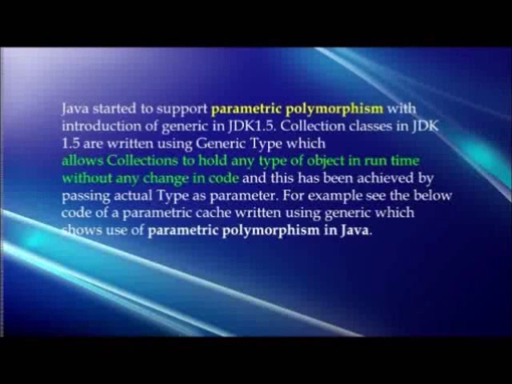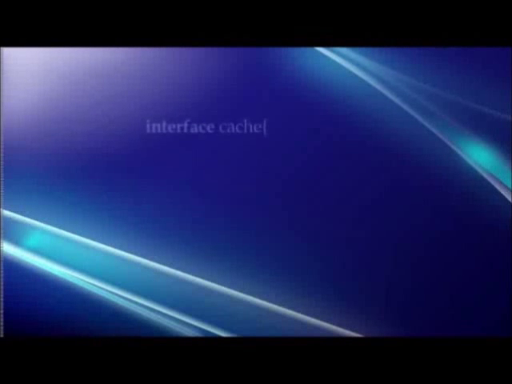For example, see the below code of a parametric cache written using generics, which shows the use of parametric polymorphism in Java.